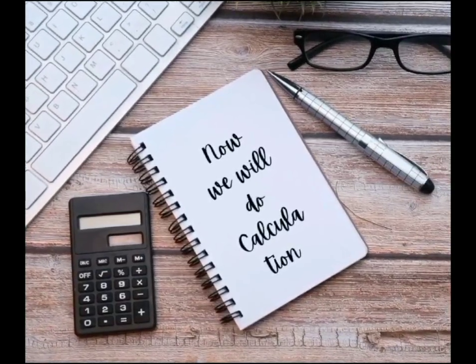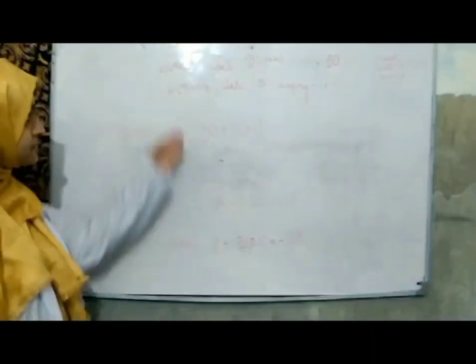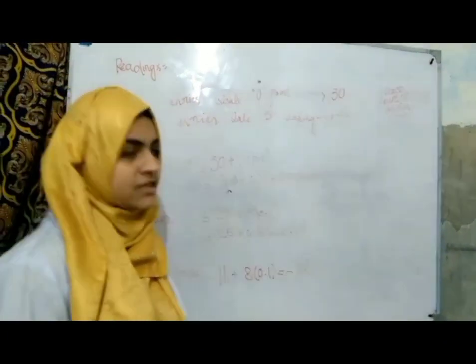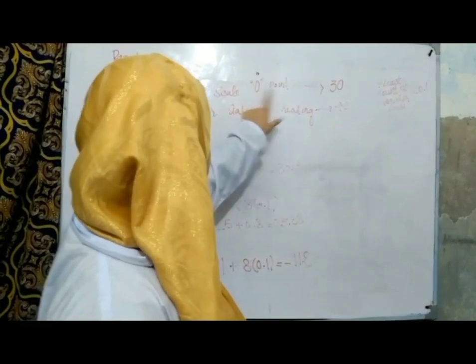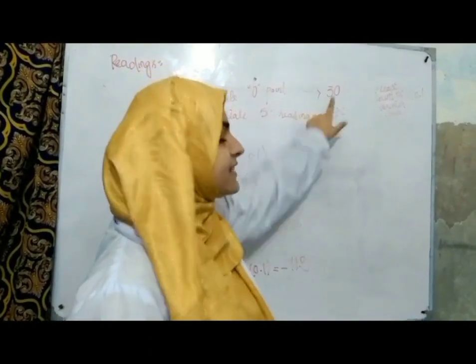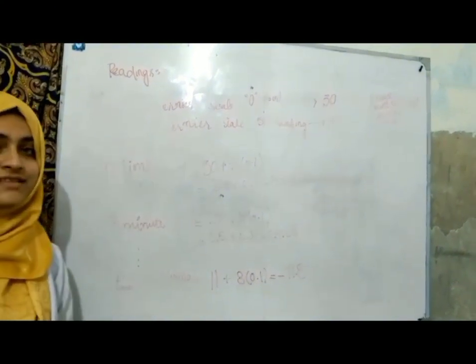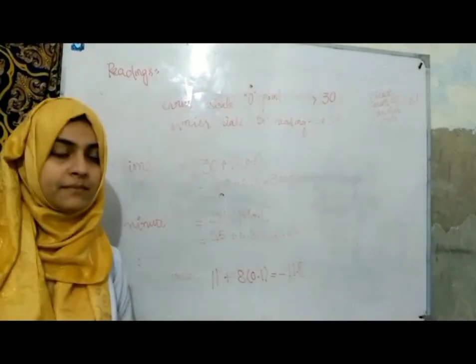Now we will do calculations. For taking calculations, first we will see how to take readings. For noting a reading, first we say which reading of the main scale the vernier scale 0 point is matching. Like the 0 point of the vernier scale is exactly matching with the 38th reading of the main scale, and the vernier scale's 5th reading is exactly matching with the 40th reading of the main scale.